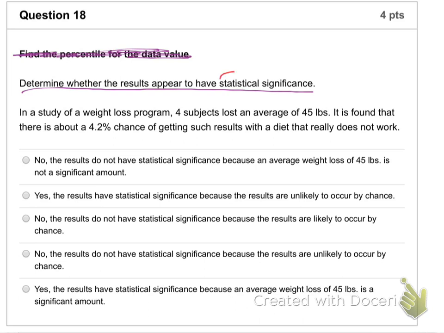Do you remember, I don't remember if we've talked much about statistical significance. We may not have talked much about it. So now's a good time to talk about it.